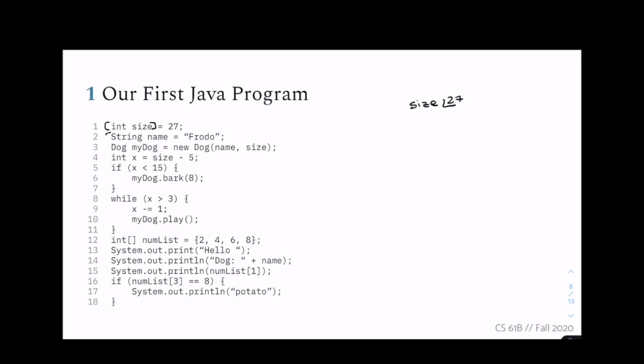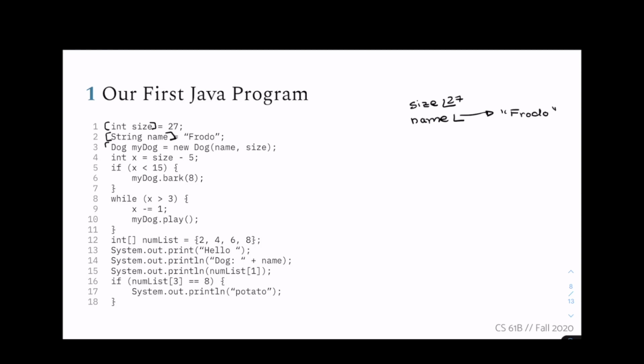The next thing we're doing is declaring a string called name. We'll talk more about this next week, but name is not a primitive type, it's actually an object, which means that for name, the string Frodo isn't stored in the memory location that name is assigned. Instead, in that memory location, there's a pointer to a different memory location that actually contains the name Frodo.